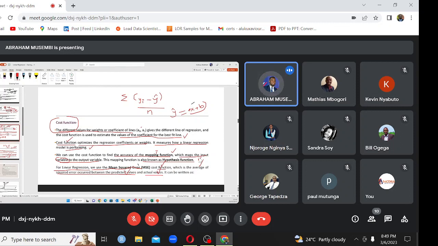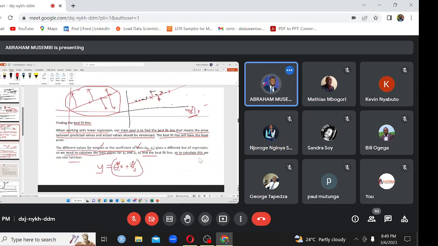Why? Because if you have these values, you will get the predicted value of y. For example, let's assume we have 0.5 as our constant, multiplied by x, plus 10. Let's assume x is 10. What will be the value of our y? The value of our y will be 15.